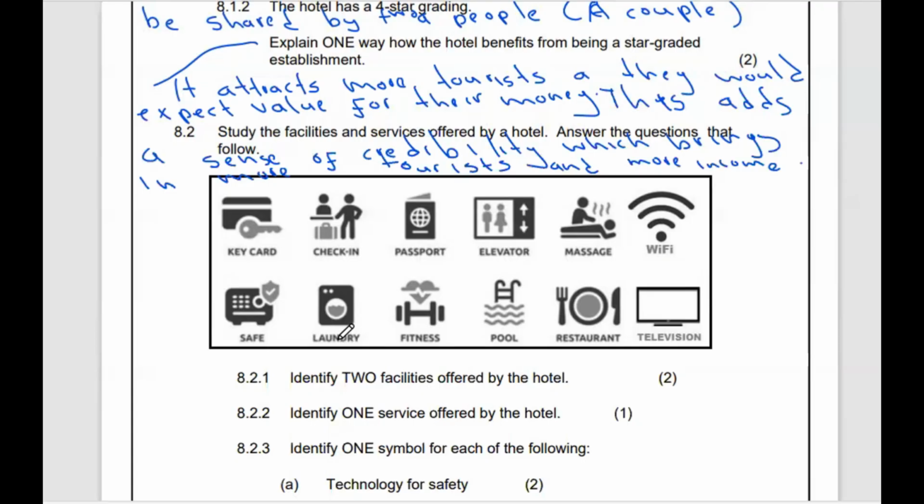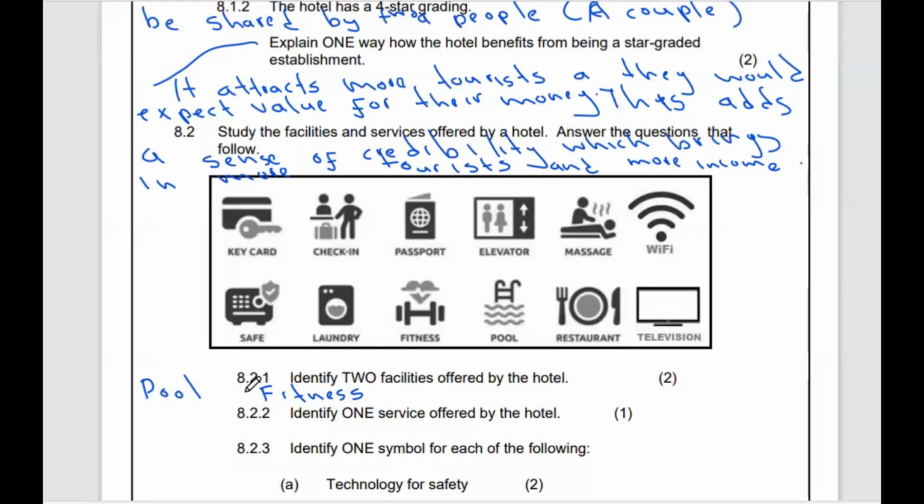So the facilities which we can identify, there are pool facilities. The tourists can actually swim in the swimming pool. So that's an example of a facility. Then we also have fitness facilities, which might be in the form of a gymnasium. So identify 2 facilities offered by the hotel, the pool and the fitness facilities.